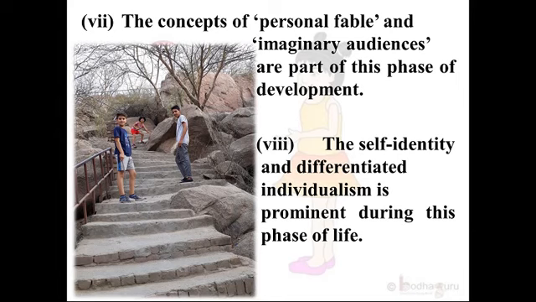Earlier, the child was known to others through his or her parents. Now the child thinks that I am also something. I also exist. There is an existence for me too. That led to the development of self-identity and differentiated individualism.